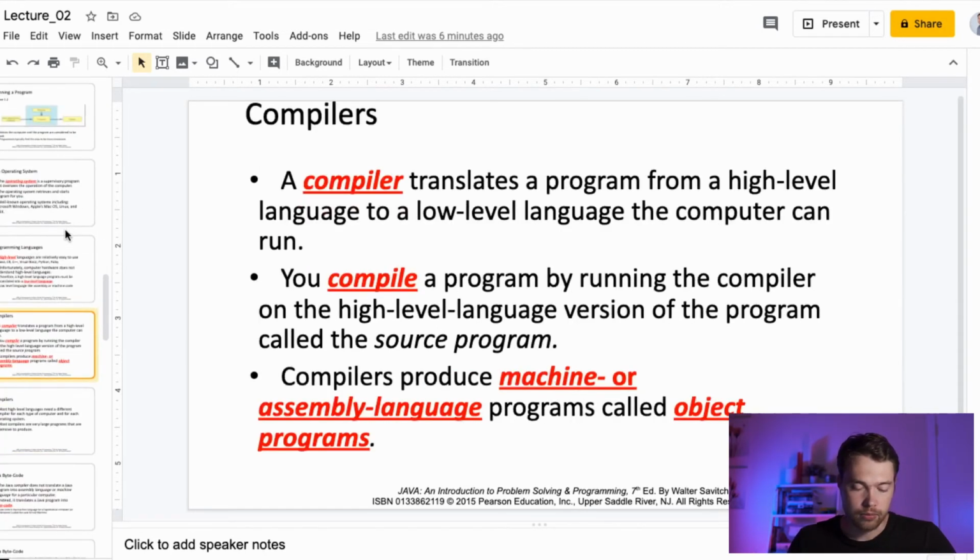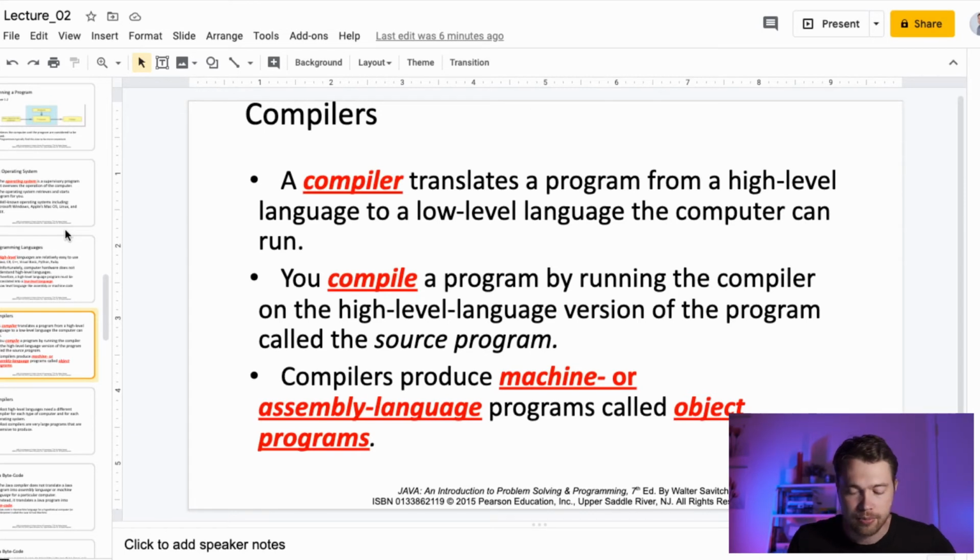Compiler. What's a compiler? A compiler translates a program from a high-level language into a low-level language the computer can run. You compile a program by running the compiler on the high-level version of the program, called the source program. So again, on one hand you have Eclipse where you write System.out.println. On the other hand, you have zeros and ones which the CPU is executing. That translation from println into zeros and ones, that's what the compiler is doing.